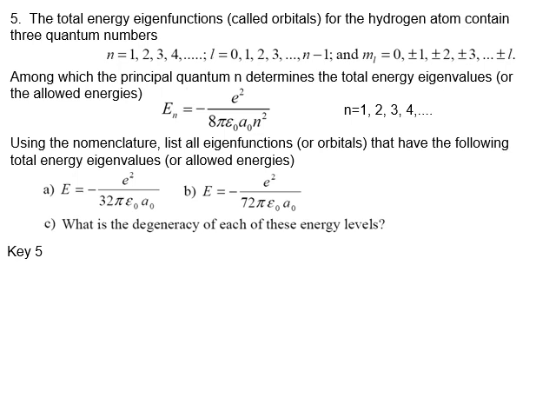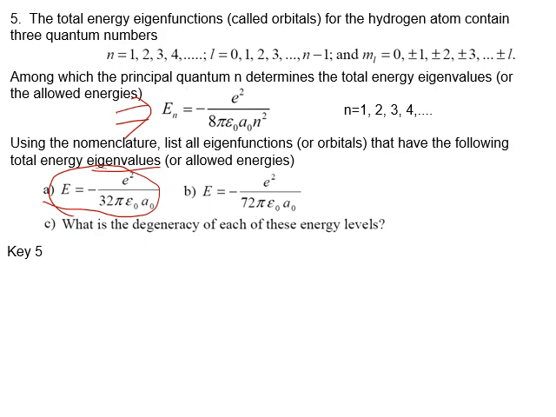Question 5. The total energy eigenfunction for the hydrogen atom has 3 quantum numbers, and only the principal quantum number determines the energy using this equation. So the question is, using the nomenclature, list the eigenfunctions or orbitals that have the following total energy eigenvalue. Remember, an eigenvalue is an allowed energy. So for example, let's do the first one. The allowed energy is negative e squared divided by 32 pi epsilon 0 a naught.